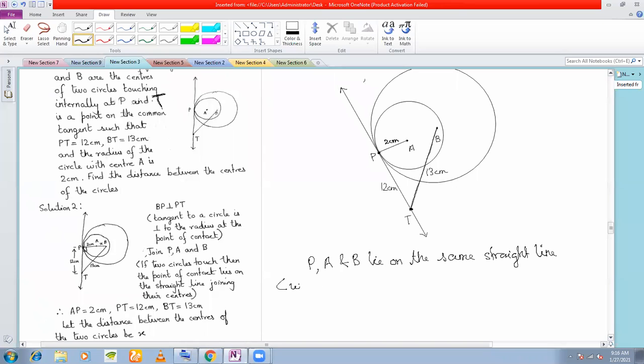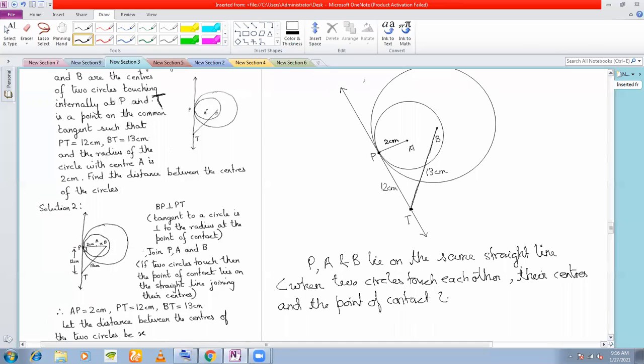Reason is, when two circles touch each other, their centers and the point of contact lie on the same straight line.